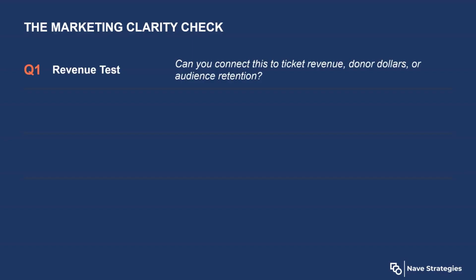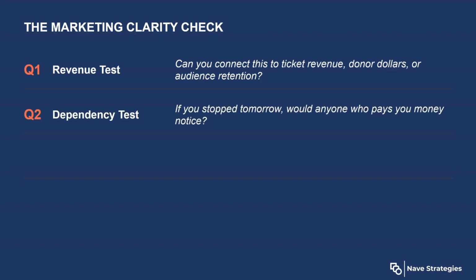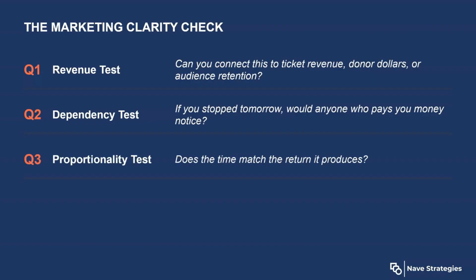The first question, the revenue test. Can you connect this activity directly to ticket revenue, donor dollars, or audience retention? If not, build the measurement system or deprioritize the activity. The dependency test. If you stop doing this tomorrow, would anyone who pays you money notice? If not, redesign it around a goal it can actually be measured against. The proportionality test. Does the time this takes match the return it produces? If not, do the math honestly and redirect the hours to something where they earn their keep.